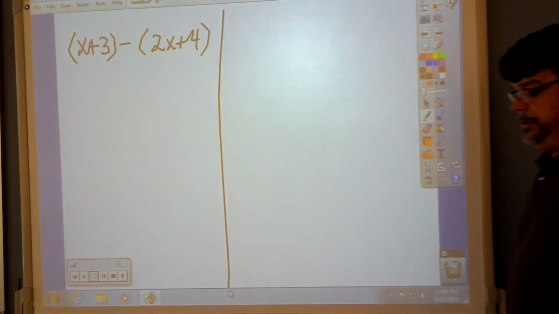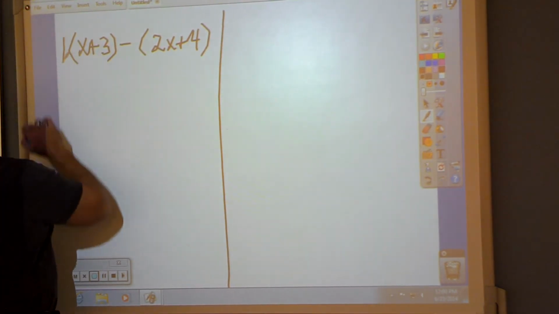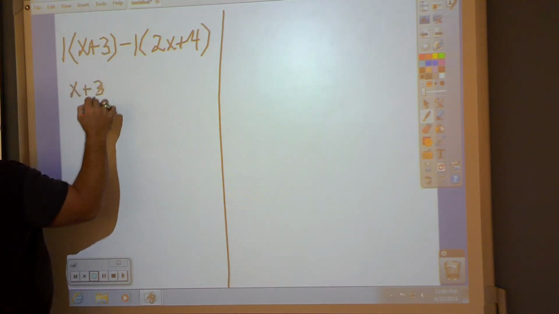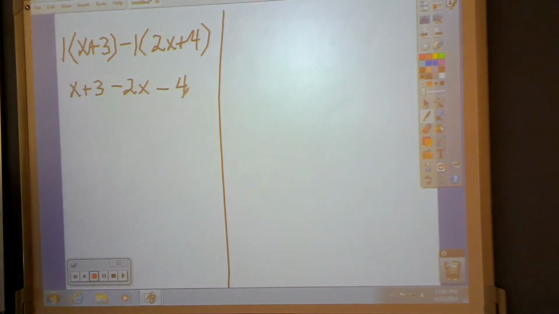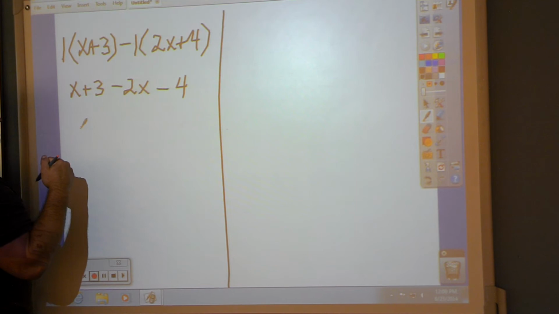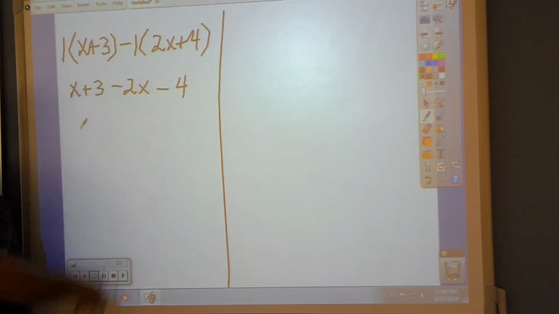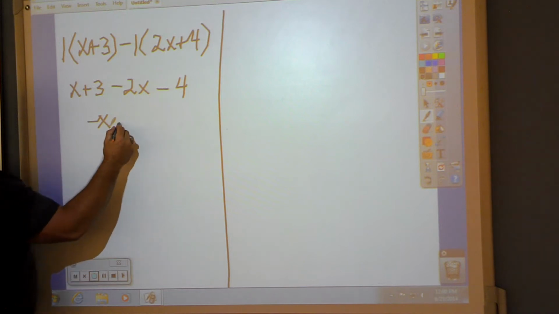All right, so what do you do here? This is pre-algebra and algebra 1. You just put a 1 there and have -1 here. This is the multiplicative identity, so that's x plus 3. And then minus 2x minus what? 4. And what's your final answer? I'm waiting. X minus 1. What's x minus 2x? It's negative x. And then what's 3 minus 4? Minus 1. And there's your answer.